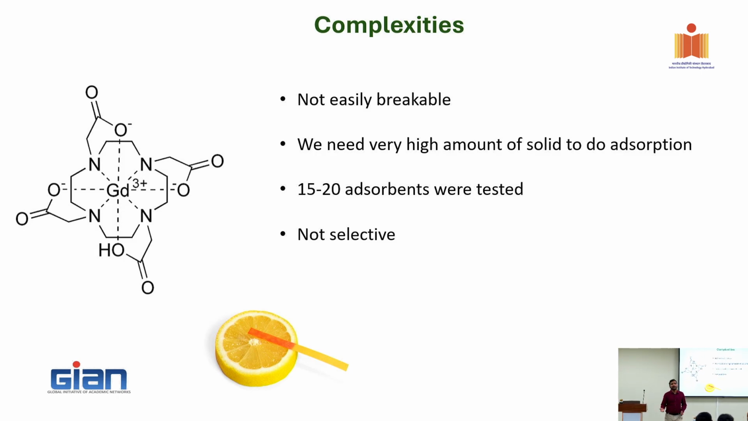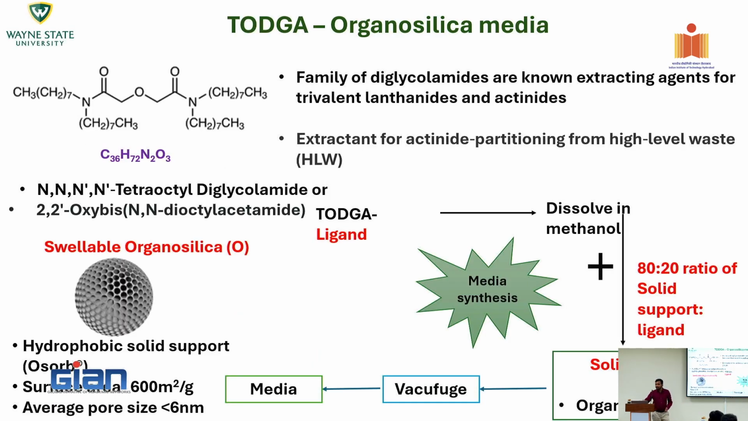So again, we went back to the basics, screened many materials from the literature. Finally, we came up with one of the important ligands, known as TODGA. This is one of the very important materials. It is known as N,N,N',N'-tetraoctyl diglycolamide.